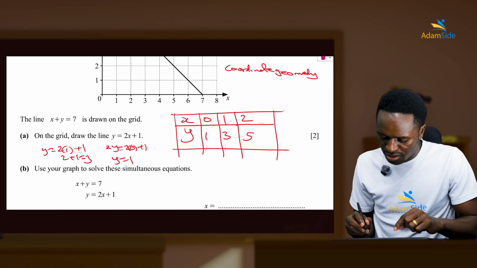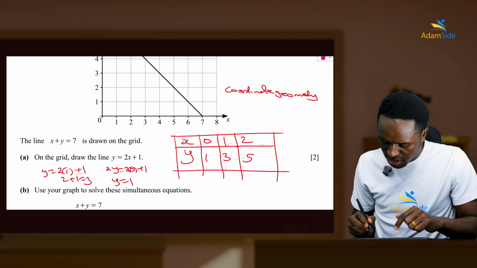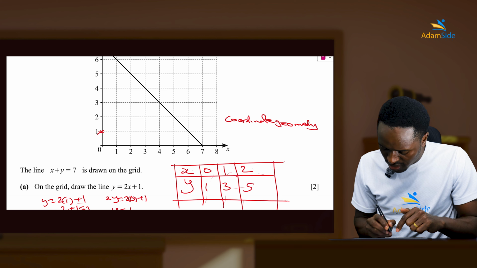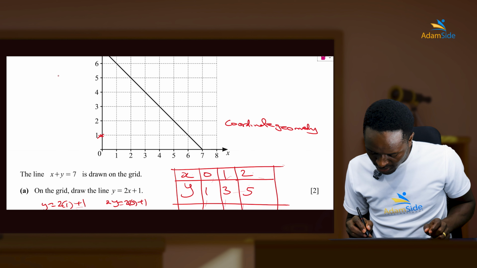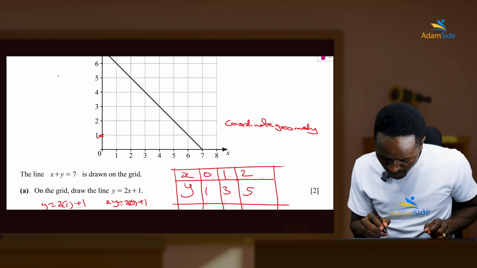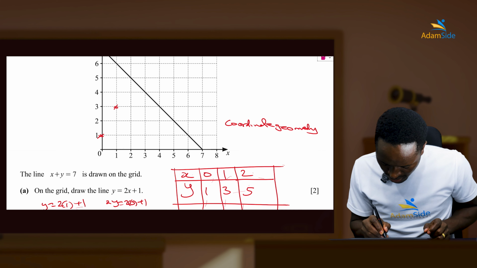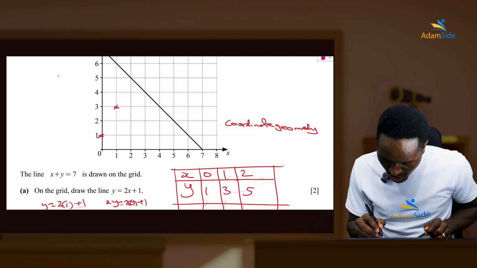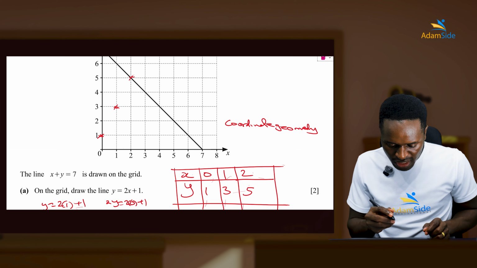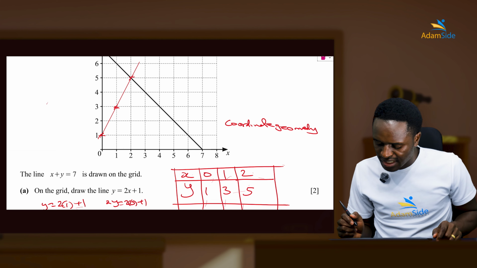So plot. So we have when x is 0, y is 1. When x is 1, y is 3. And when x is 2, y is 5. Then you draw a straight line, like that one.